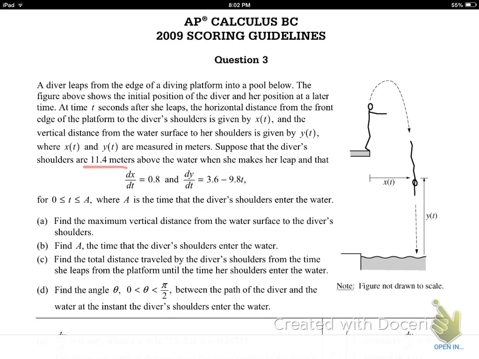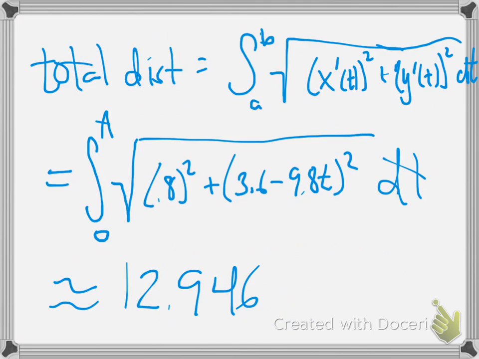One more question for this one. Find the angle theta, where theta is between 0 and pi over 2, between the path of the diver and the water at the instant the diver's shoulders enter the water. What they're trying to get you to envision here is slope in parametric form, okay?